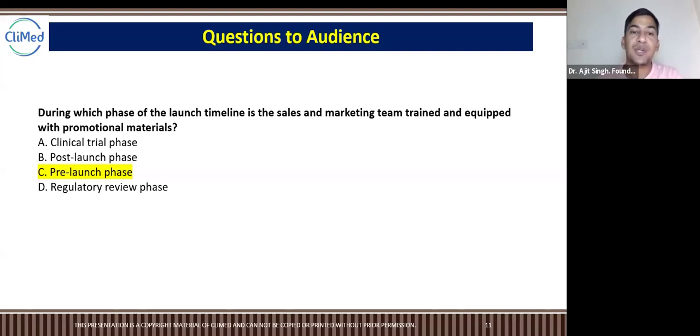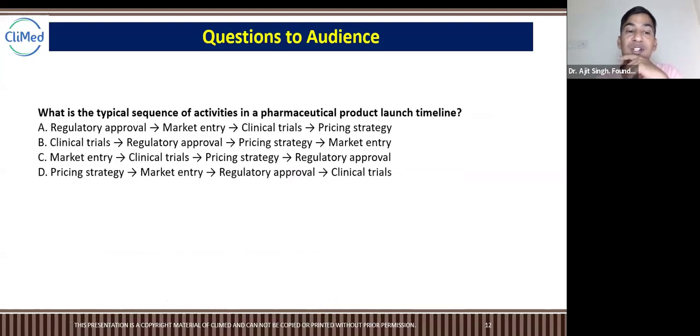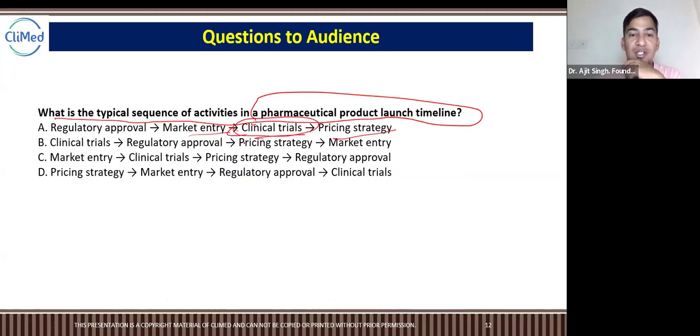Okay, so pre-launch phase. Now, next question for all of you: what is the typical sequence of activities in a pharmaceutical product launch timeline? Guys, very important and fun question. Regulatory approval, then market entry, then clinical trials, then pricing category. I believe no, because clinical trials do not come at the end. Yes, I will see your answers. B. Okay, I'll see your answers.